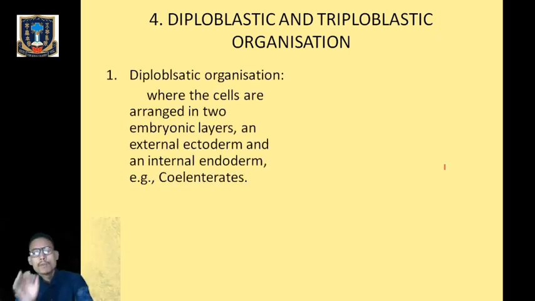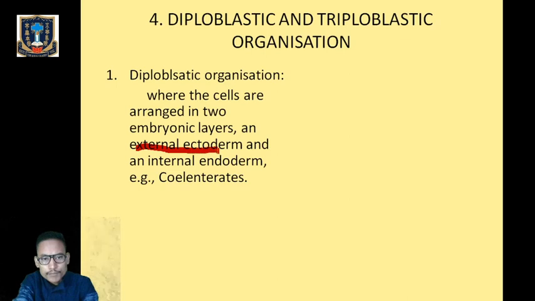In diploblastic organization, the animals have cells arranged in two embryonic layers. So that means in diploblastic organizations, we are observing the presence of only two embryonic germ layers. And what are those germ layers? We have got an external, meaning outer, ectoderm, and we have got the internal, meaning inside, which is called the endoderm. The word ecto, E-C-T-O, means outside, and endo, E-N-D-O, means inside.